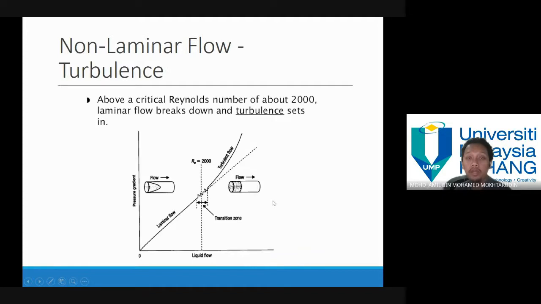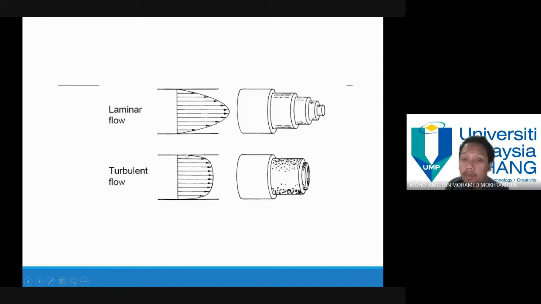We also have a non-laminar flow, or we call it turbulent flow. The difference between these two flows depends on the Reynolds number of the fluid flow. Usually a Reynolds number less than 2000, the flow will behave as a laminar flow, while a Reynolds number more than 2000, the flow will behave as a turbulent flow. A turbulent flow will have a velocity profile that is not exactly parabolic.